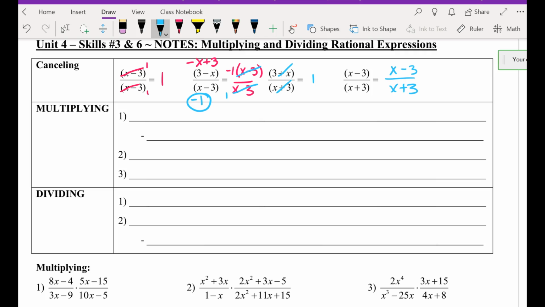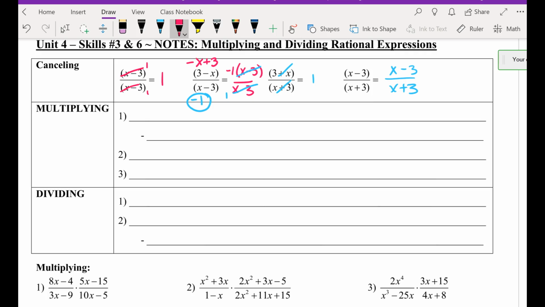Any questions on reviewing cancellation? Joe, have a question? Sure. Why did you not take out a negative 1? On which one? On the top? Yeah. We can try. Let's take out a negative 1. Is that okay? So, did that answer your question? Yeah.